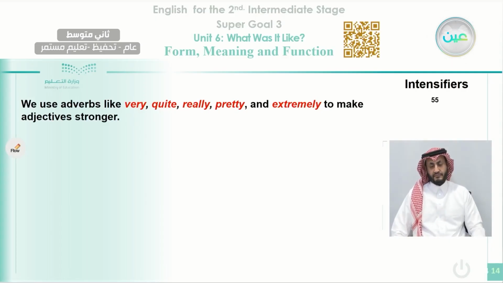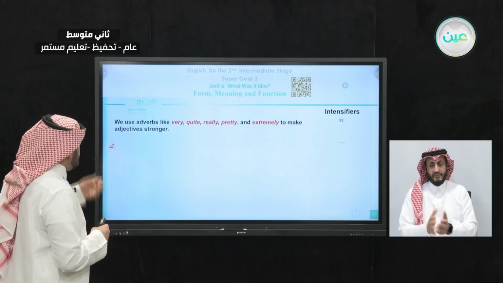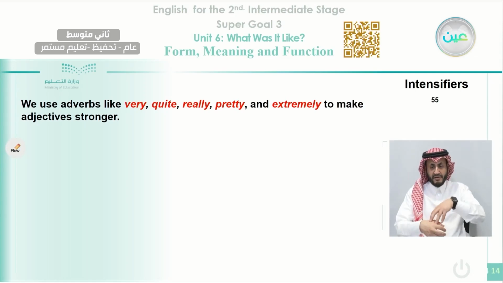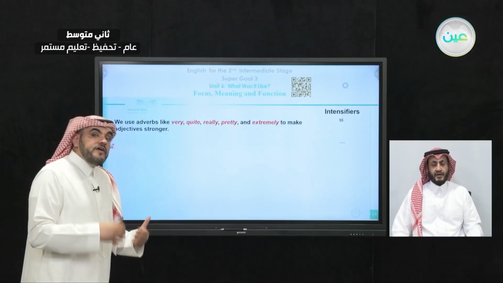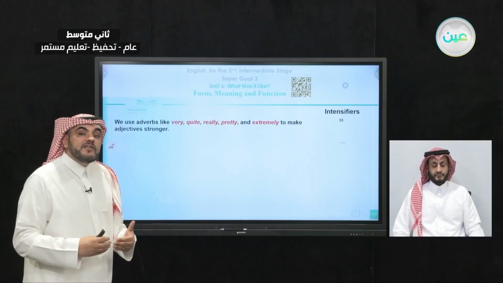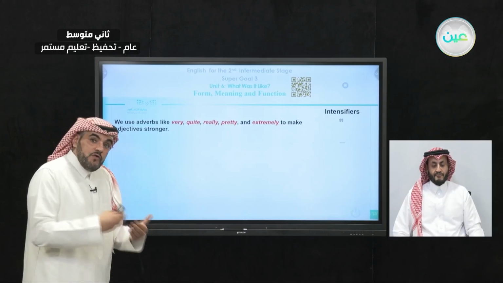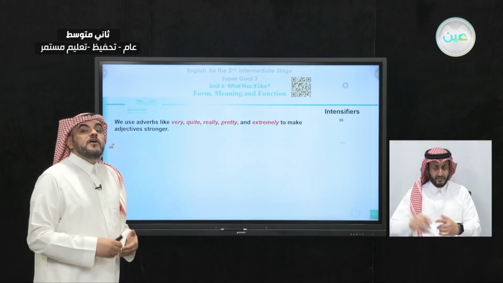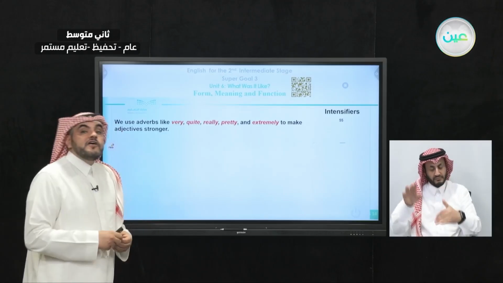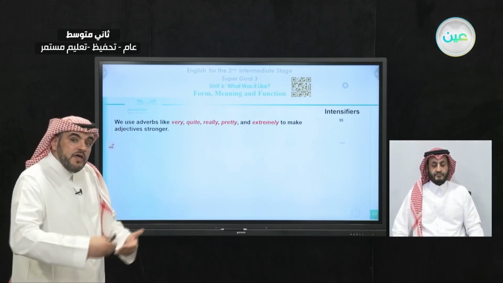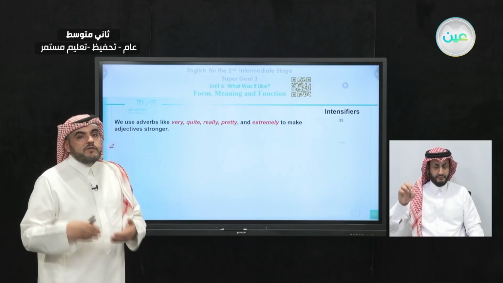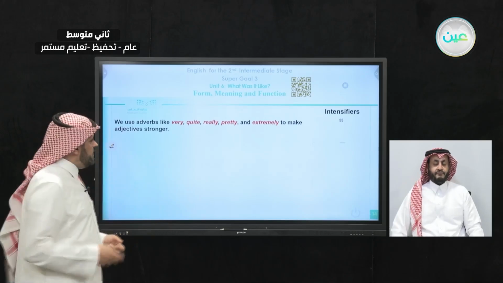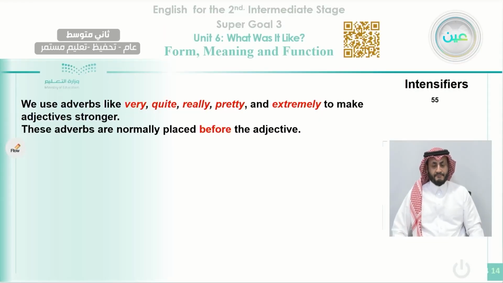Now you go to your book, page 55, and let's explain what's written there in the chart. We use adverbs like very, quite, really, pretty, extremely to make adjectives stronger. So these are considered as adverbs, but we call them intensifiers to make the adjective stronger. If you behave very well, your teacher will say good. But if you behave better, your teacher will say very good. Or the teacher might also use a stronger adjective like the examples we said, awesome, excellent, wonderful, amazing, and so on. These adverbs are normally placed before the adjective.